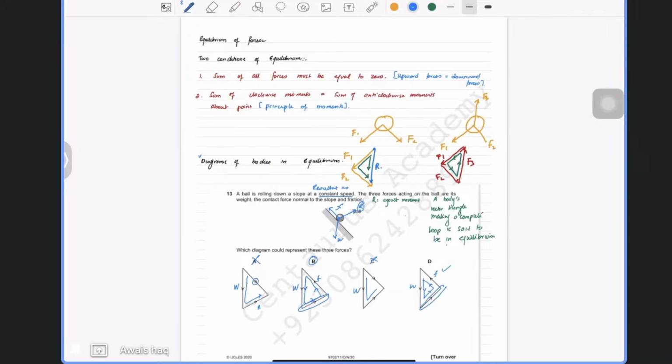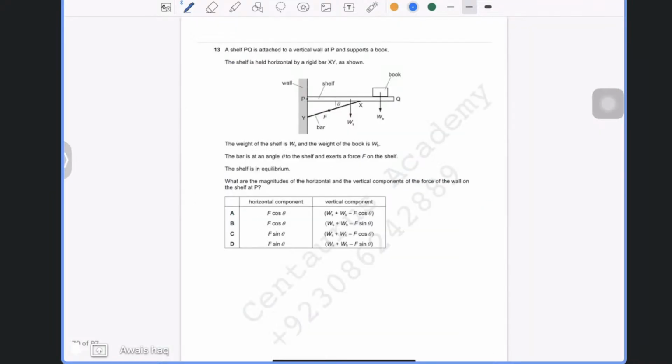I'm going to go to the next part, and we're going to talk about this one. It says a shelf PQ is attached to a vertical wall at P and supports the block, and so on.